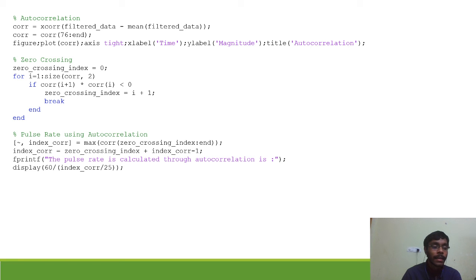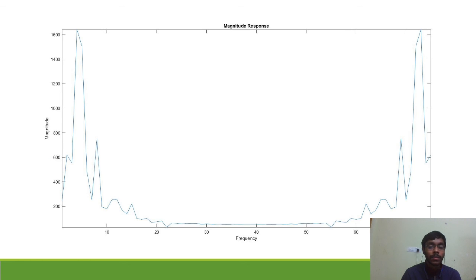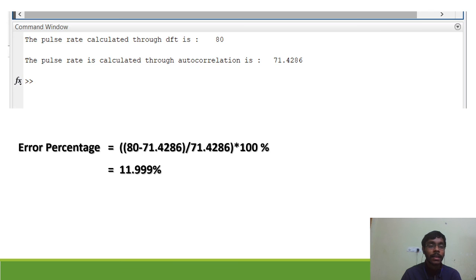Here in the index correlation, when we are finding the index of the maximum, we need to note that we are finding the maximum index from the first zero crossing. So we need to add the location of the first zero crossing also to get the actual index. So we got the pulse rate. This is the magnitude response plotted in MATLAB. And as you can see in the terminal, the pulse rate calculated through DFT is 80, the same, and the pulse rate calculated through autocorrelation is 71.4286. So the error is also the same, 11.999%.